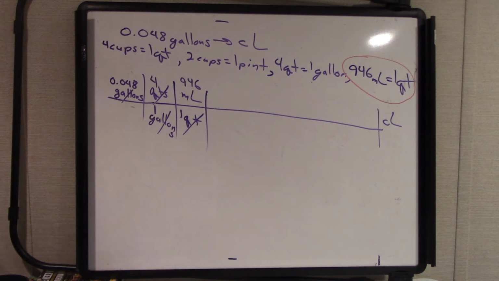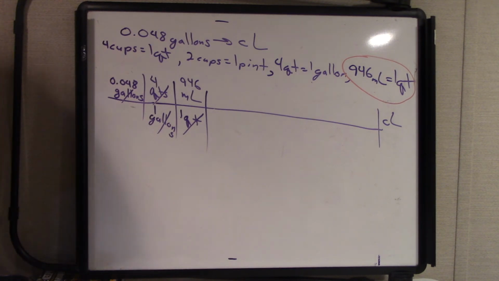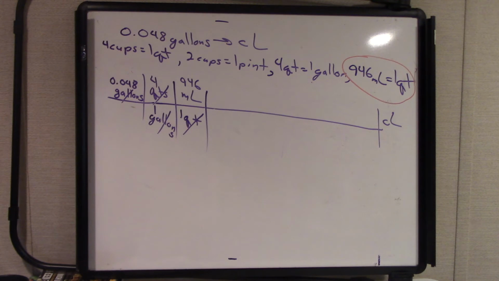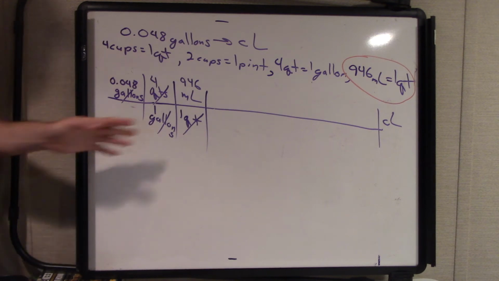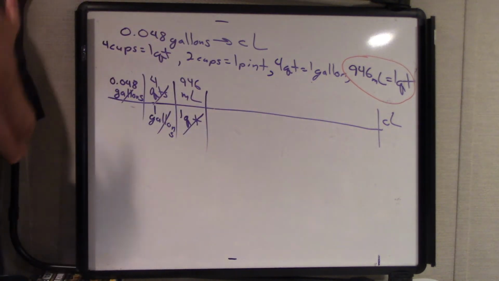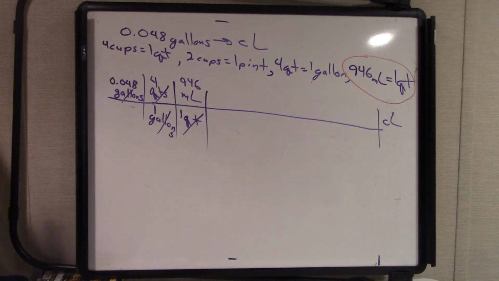Now it's entirely possible and okay to do this in one step. I'm not going to advise it though, because generally we're not super comfortable with the metric system. Everywhere else in the world we probably try to do this in one step. But if you're not super comfortable in the metric system, I highly recommend you do this in 2 steps.